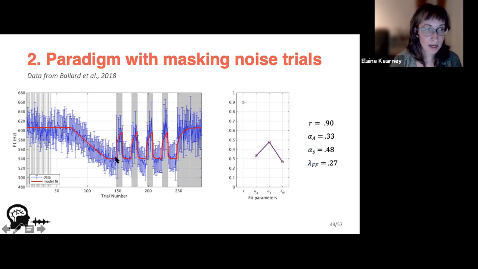We see this in the data, we see it in the model, and we also see it in the optimized model parameters. You'll notice that alpha S, the parameter describing the gain of the somatosensory feedback controller, here is 0.48, whereas in the previous paradigm that I shared with you, we only had an alpha S of 0.17. So in this example, where the somatosensory feedback controller seemed to be contributing more to the response across the experiment, that is also reflected in the model parameter.